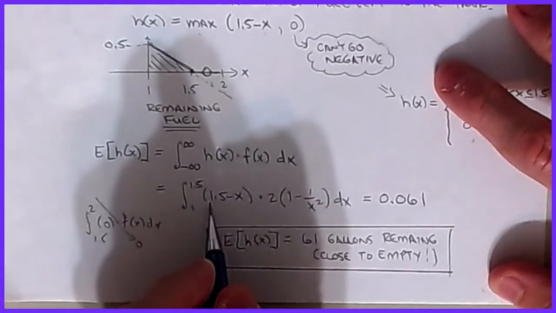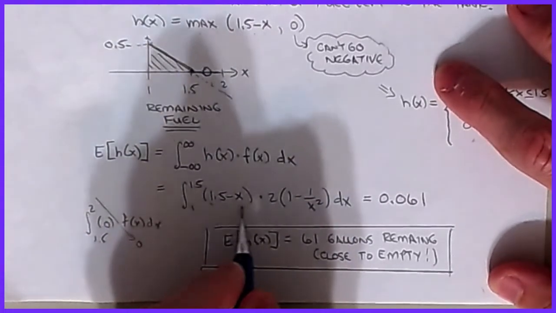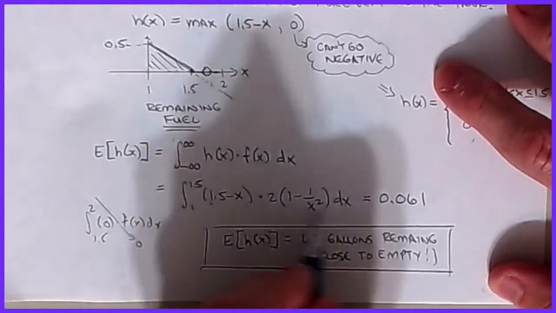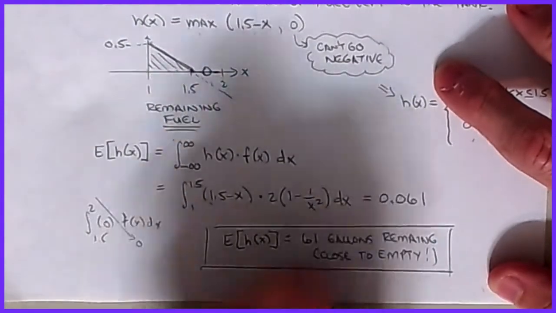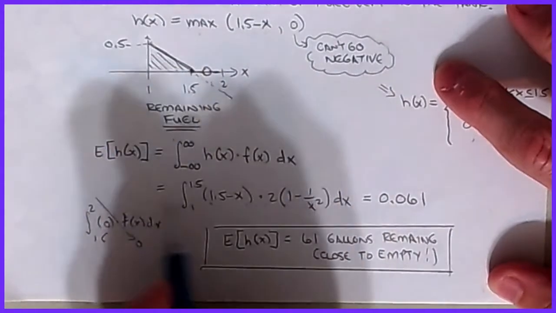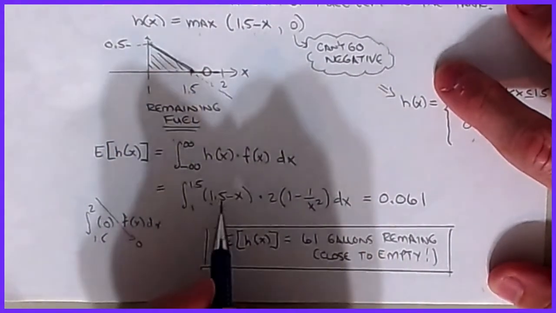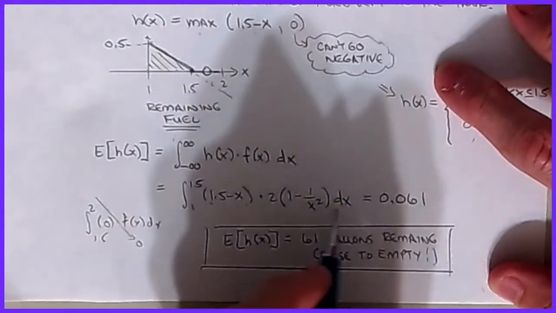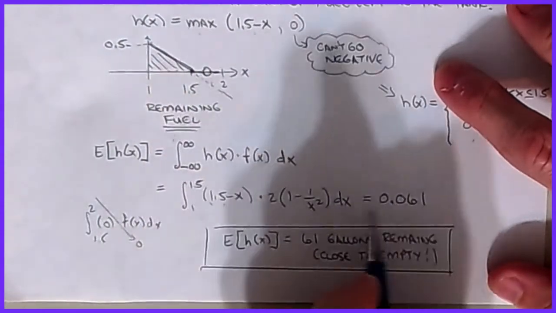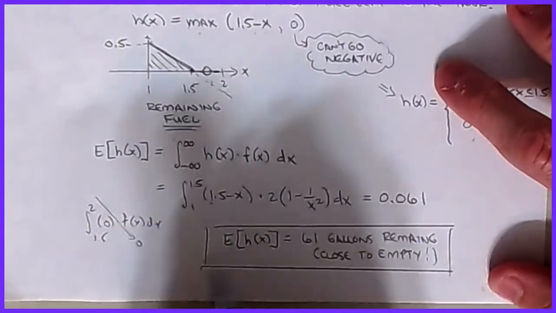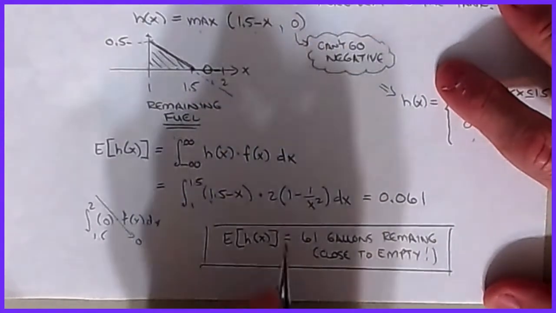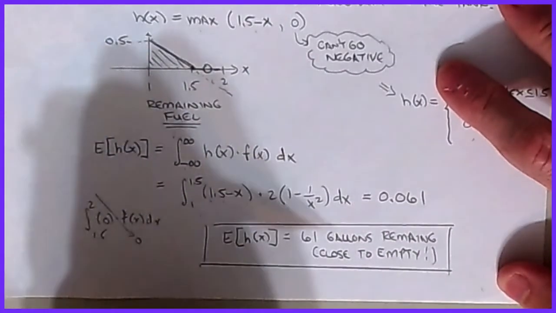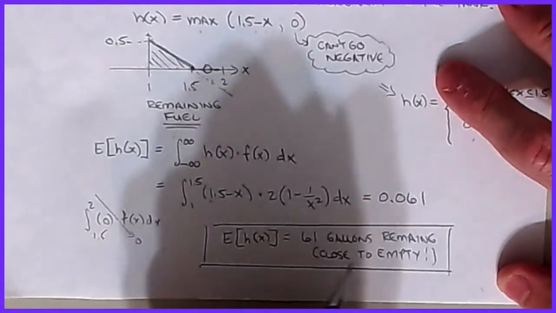If I do that, my h of x function on that interval is 1.5 minus x. I'm going to multiply it by my density equation, 2 times 1 over 1 minus x squared dx, and integrate. Just to save you the time, you'll have to do some algebra to FOIL this thing, integrate it, and substitute in your limits of 1.5 and 1. You get a value of 0.061. So the estimated amount of fuel left at the end of the week, if I stock 1.5 thousand gallons, is 61 gallons remaining.